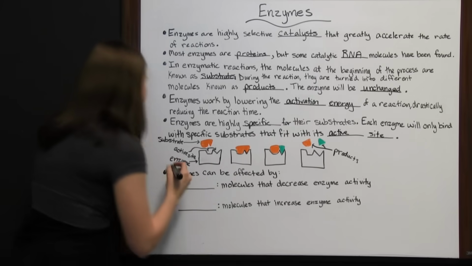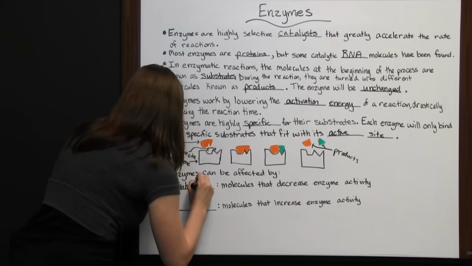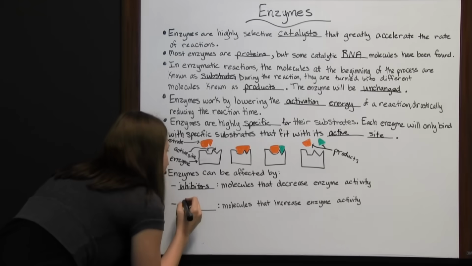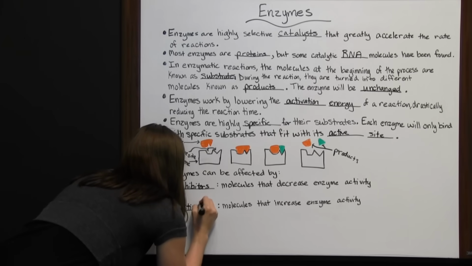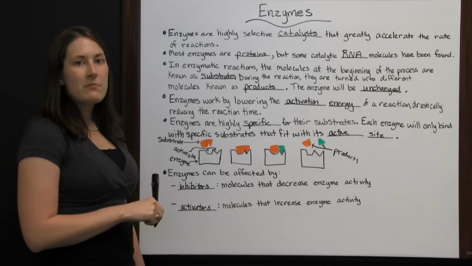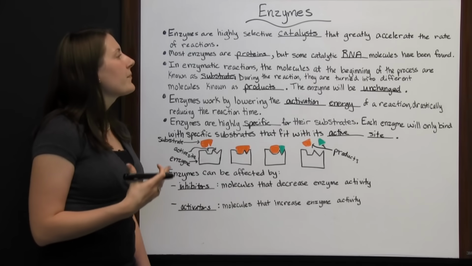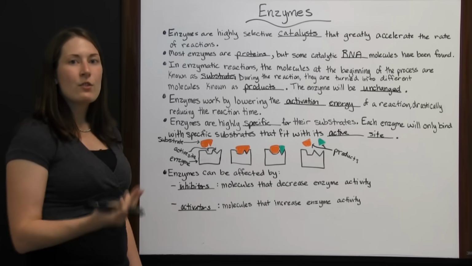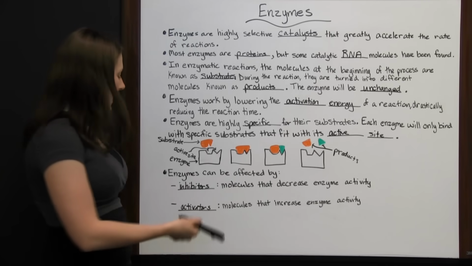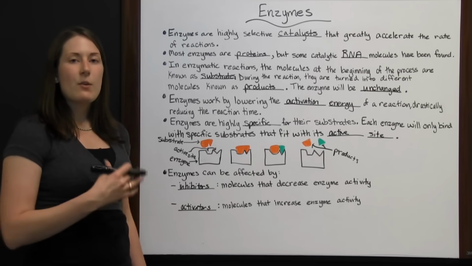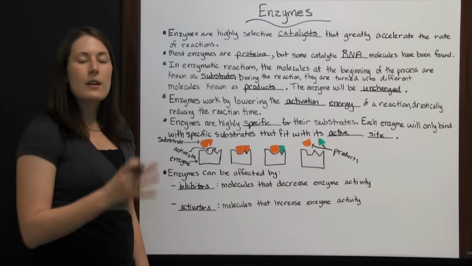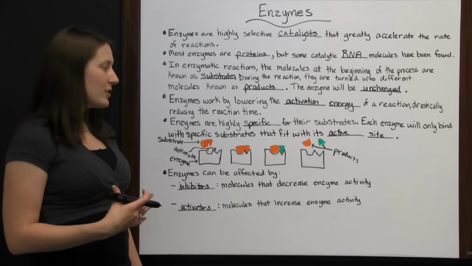Enzymes can be affected by inhibitors, which are molecules that decrease enzyme activity, and they can be affected by activators, which are molecules that increase enzyme activity. So where you have enzymes that are raising the rate of speed of a reaction or lowering the activation energy needed, the inhibitors are going to slow that process down, and the activators are going to speed that process up. So where the enzyme is acting on a chemical reaction, these other molecules can also interfere with the chemical reaction and either speed it up or slow it down.